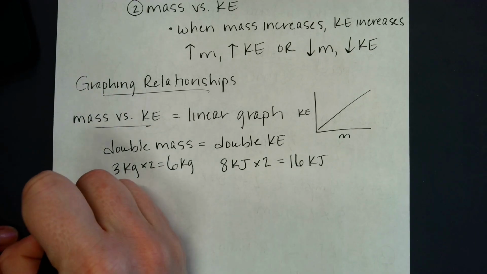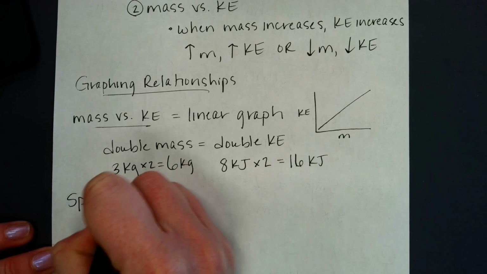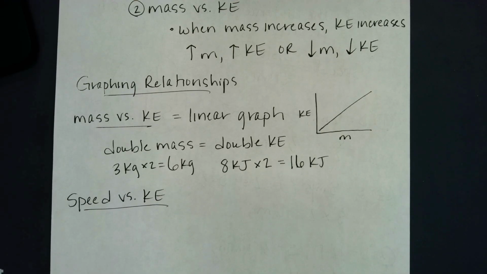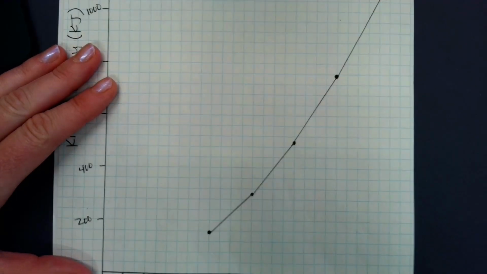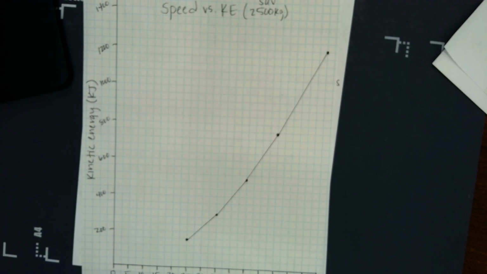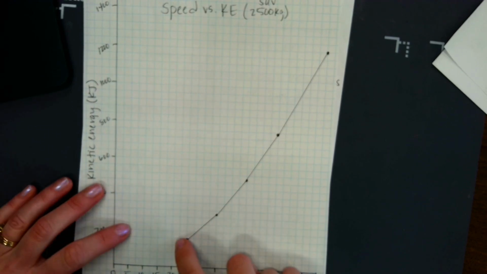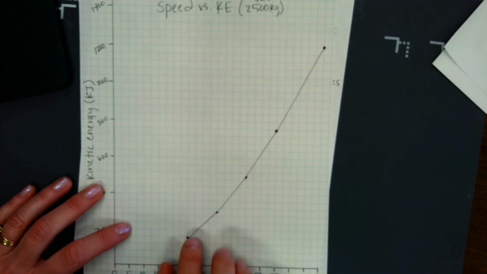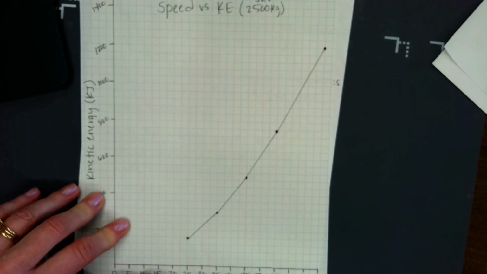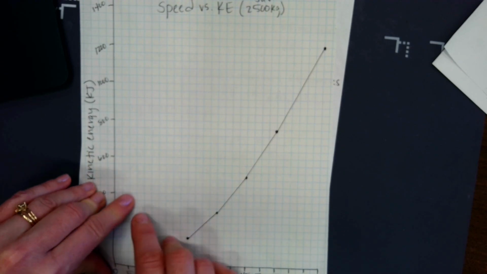Okay, now speed versus kinetic energy is different. Okay, let's check out the speed versus kinetic energy graphs that you guys created. This is the one of the SUV. Okay, what's different about that graph compared to the mass graph? Yes, it curves upwards, doesn't it? It's not nice and flat. So it's not a linear graph. What kind of graph is it? Exponential. It's nonlinear, okay? And the type of nonlinear graph would be exponential, okay?